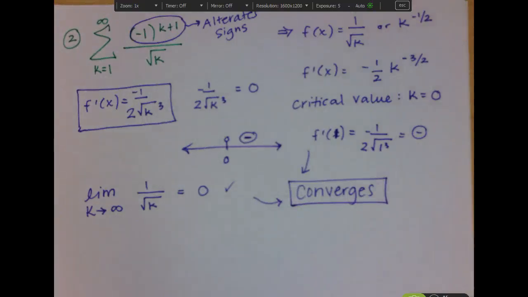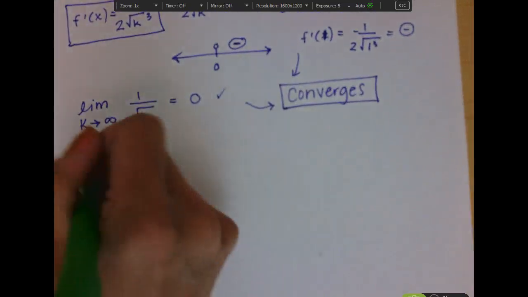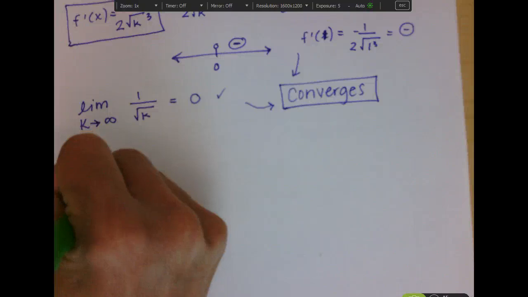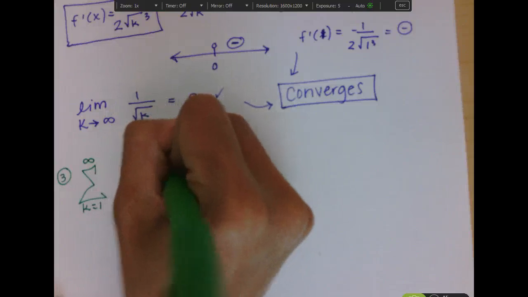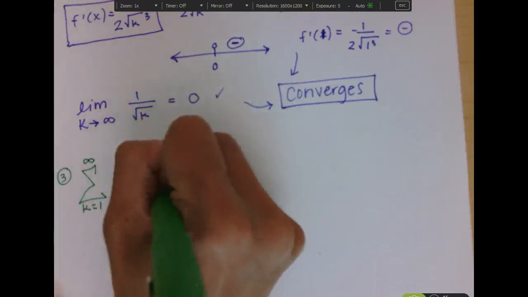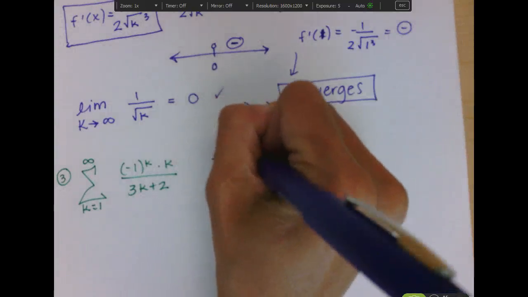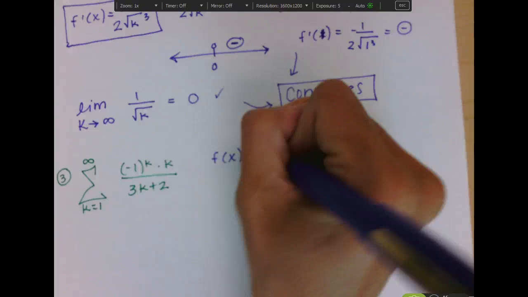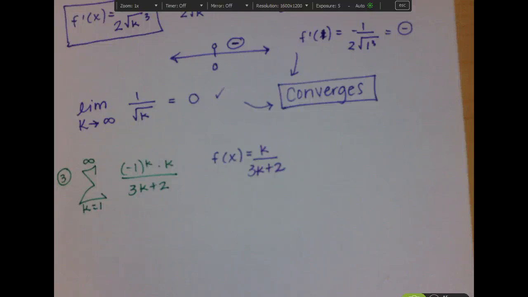I have one final example for you of using the alternating series test. Here's my last example. Here we have the infinite series starting at 1, defined by -1 to the k times k over 3k plus 2. So what we're going to do in this case is form a function where we leave off the alternating sign piece. And we're going to check to see if it converges based on the alternating series test.